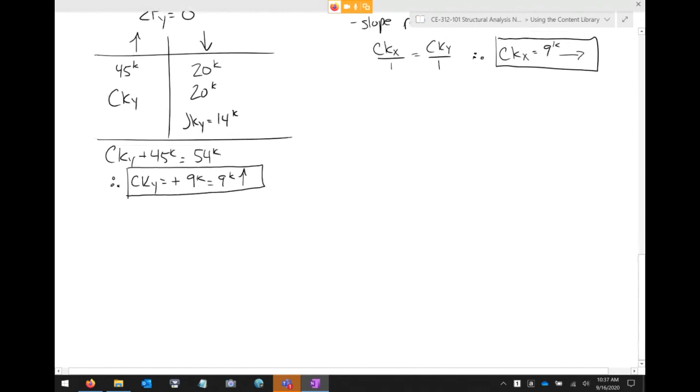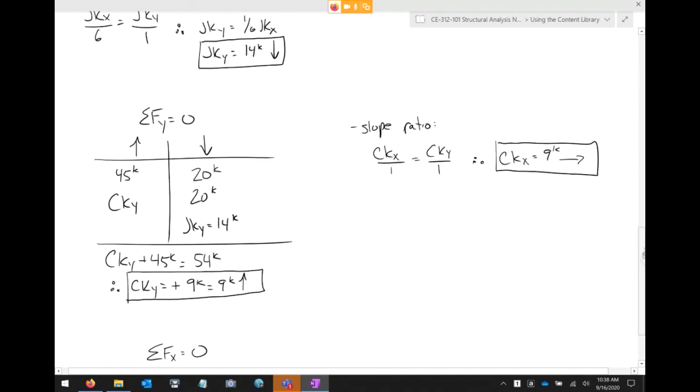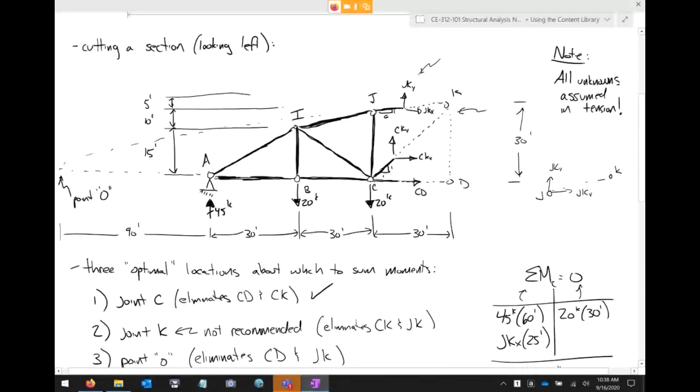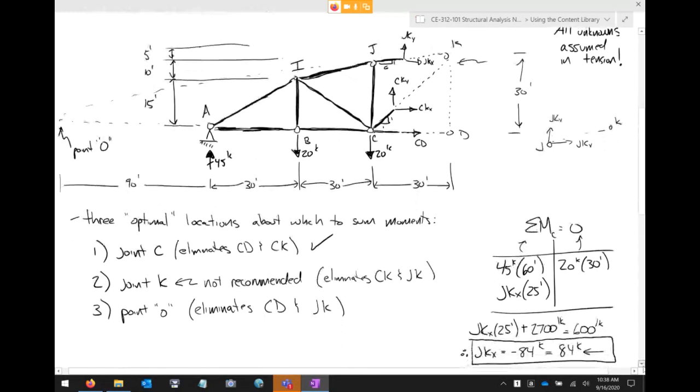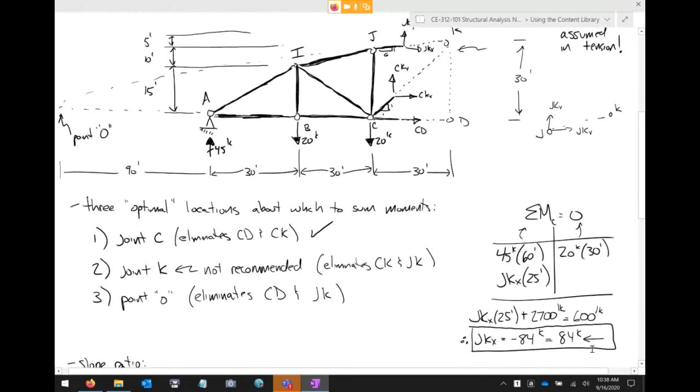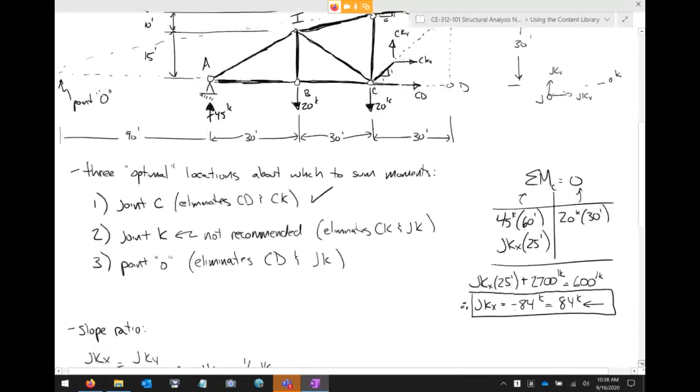And then lastly, we have our sum of forces in the x direction. This one's going to take a little bit of scrolling, so bear with me. So, how many forces do we have in the x direction total? Well, we've only got 3. We've got CD, we've got CKX, and we've got JKX. Now, JKX, we ended up finding was going to the left. You can see that on the bottom right. We got JKX is 84 kips to the left.